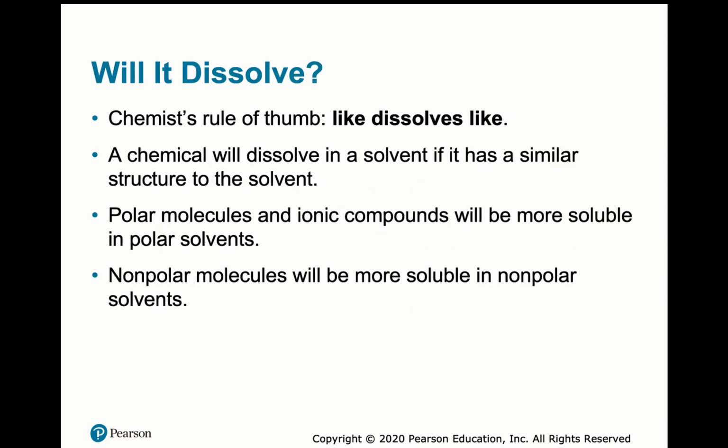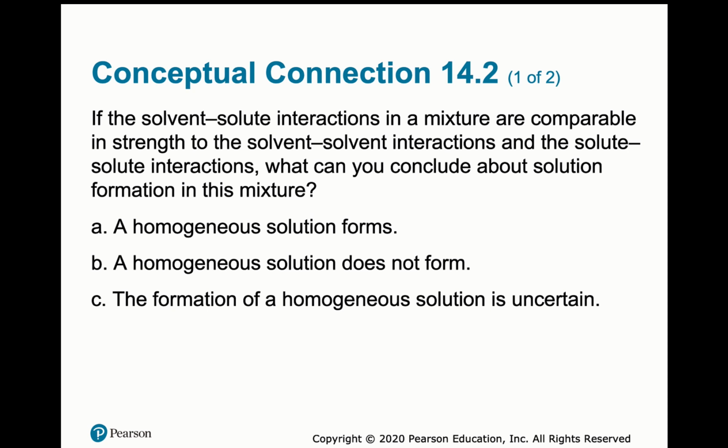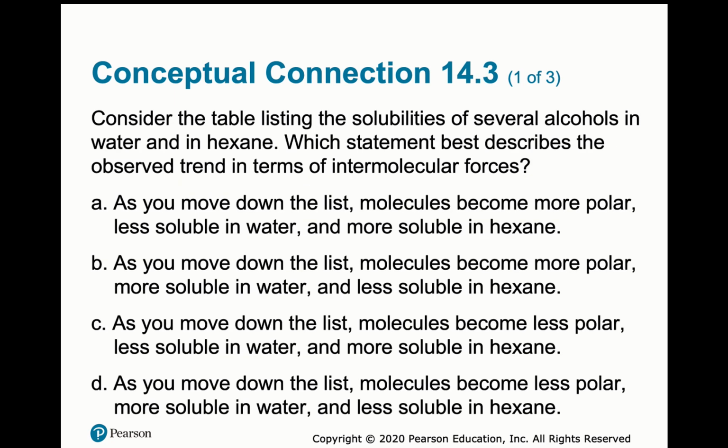A general rule, though, is like dissolves like, meaning that polar will dissolve polar, and nonpolar will dissolve nonpolar, but generally speaking, nonpolar and polar will not mix. And some ionic compounds will dissolve in polar solvents. So if the solvent-solute interactions in the mixture are comparable in strength to the solvent-solvent interactions in the solution, what can you conclude about this? This solution is going to form. But also, it's going to be entropy-driven.